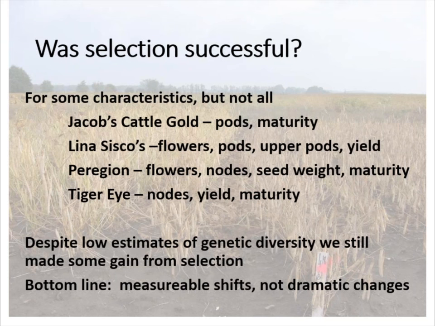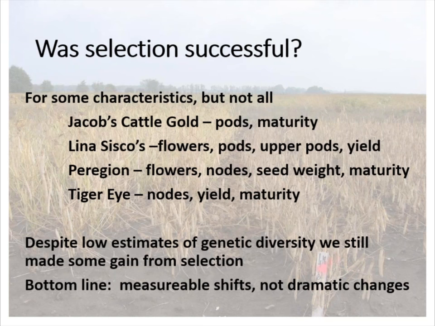So some of these were for those characteristics where we were able to measure genetic variation, but in others we made gain from selection even though our initial statistical estimate didn't suggest that we could. So despite low estimates of genetic diversity, we still made some gain from selection.